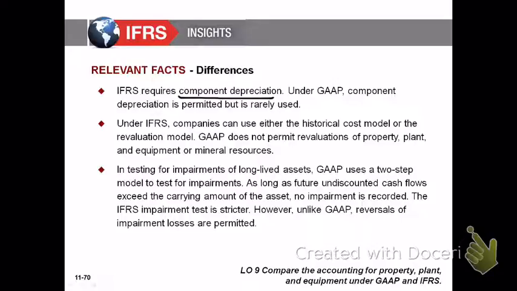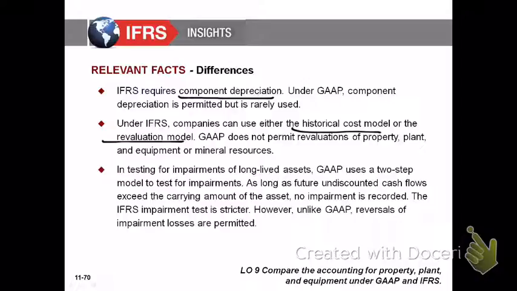IFRS, they use either a historical cost model, so that's what we're doing, or they do a revaluation model, which is fair value method, basically. GAAP doesn't let you do revaluation. And when you test the impairment for long-term assets, GAAP uses the two-step method.